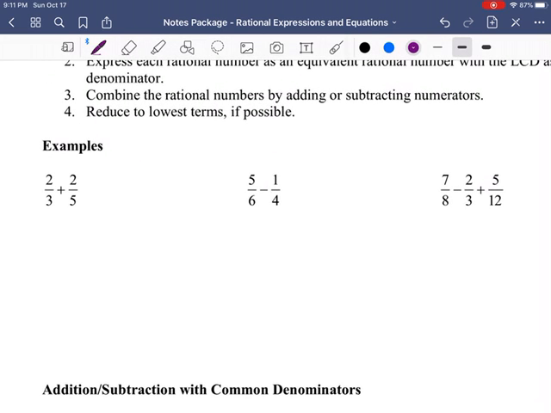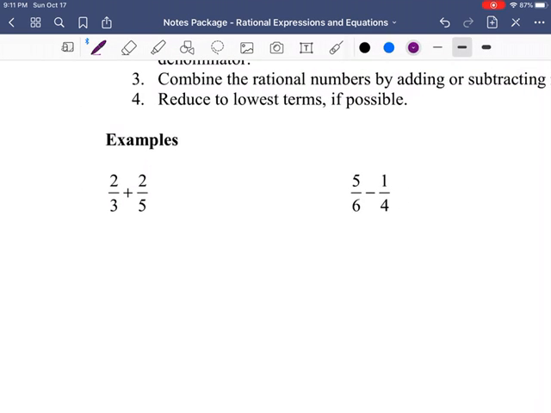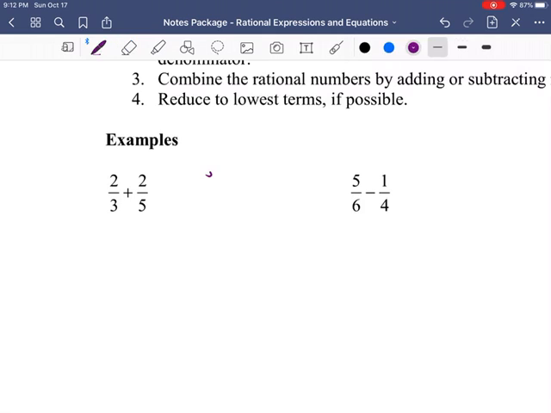So this first one here, the denominator on the left side is 3, and the denominator on the right side is 5. If you think through the multiples of 3, you've got 3, 6, 9, 12, 15. And the multiples of 5 are 5, 10, 15. Clearly 15 is what we need to get to. So we multiply the left side by 5 over 5 and the right side by 3 over 3, and you get 10 over 15 added to 6 over 15.